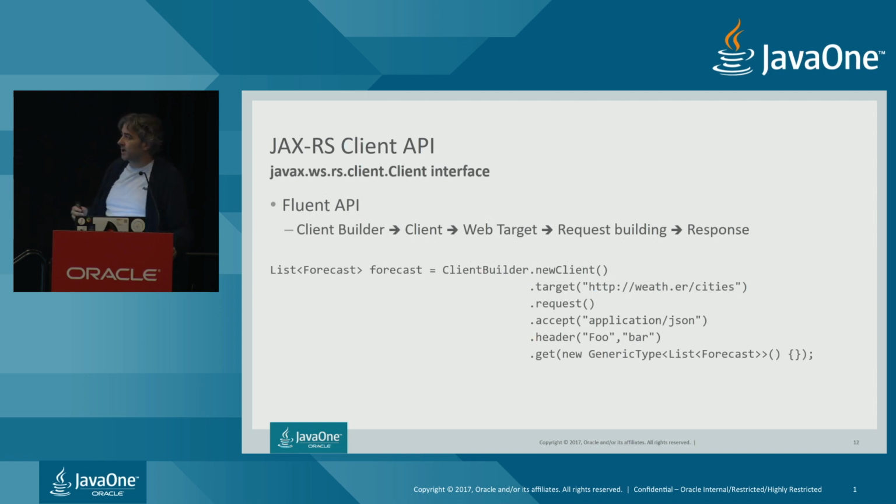So in JAX-RS 2, we have this client API. We have this Fluent API. You get a client builder. From the client builder, you get a client. From the client, you set the web target. From the web target, you construct the request. And finally, you invoke the request to get a response.